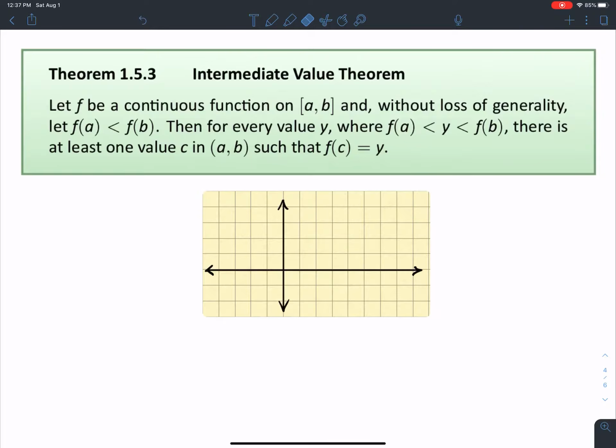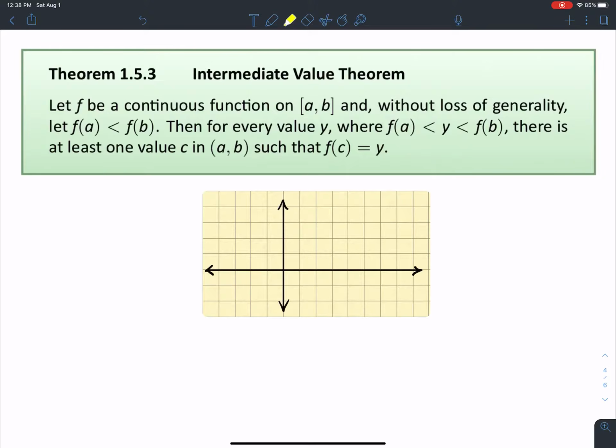We're going to talk about the intermediate value theorem. Very important theorem in calculus. We're going to let f be a continuous function on the closed interval from a to b.